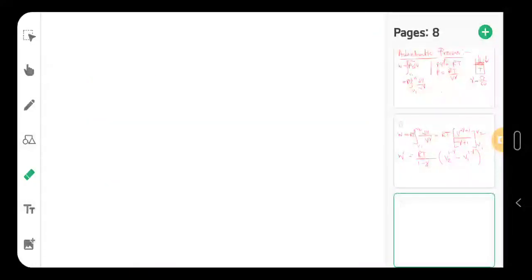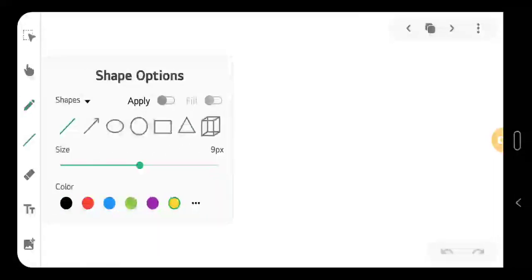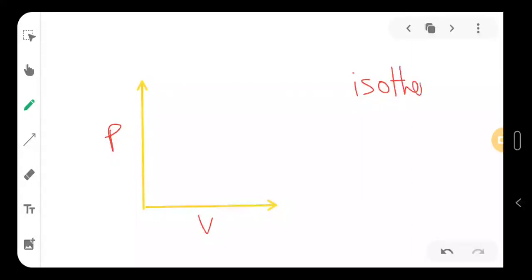Acha. Now we will come to some graphs. We have talked about these processes, isothermal and all those things. Now, how do we represent them in graphs? Generally the graphs regarding thermodynamics will be P versus V graphs. These curves are called isotherms.